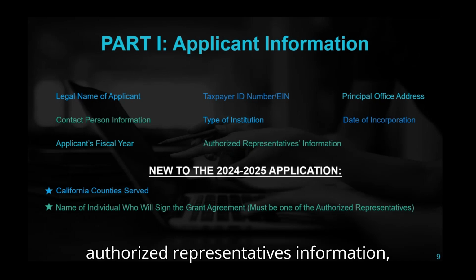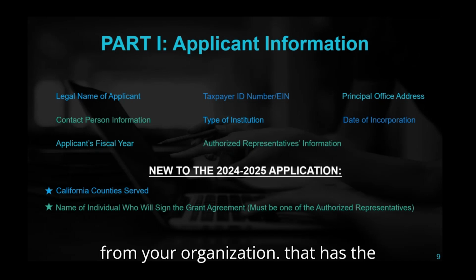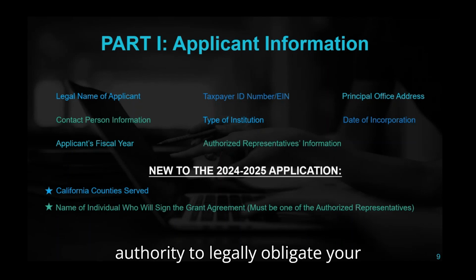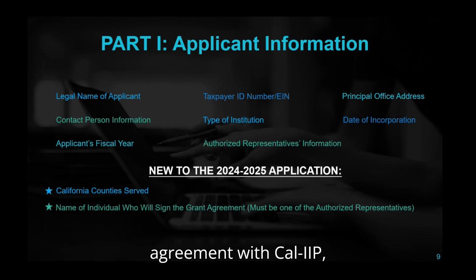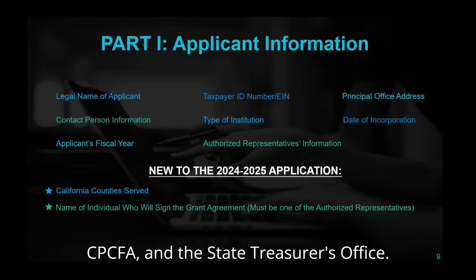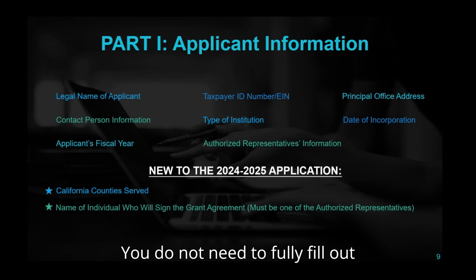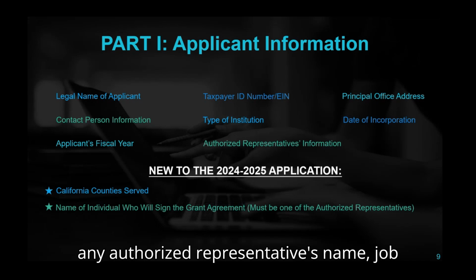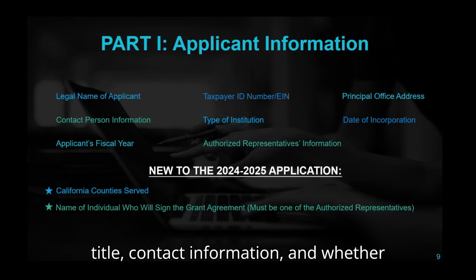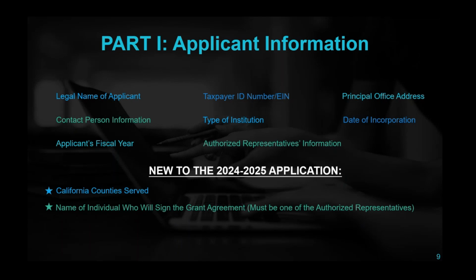For authorized representatives information, an authorized representative is anybody from your organization that has the authority to legally obligate your organization into a legally binding agreement with CalIP, CPCFA, and the State Treasurer's Office. There are 6 spaces available for that. You do not need to fully fill out those 6 spaces, but please write down any authorized representative's name, job title, contact information, and whether or not they are domiciled in California.